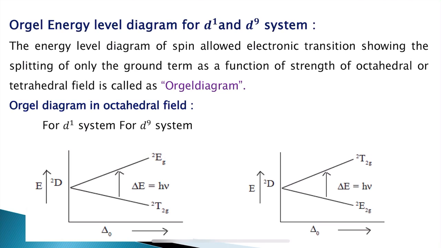Okay. So, here if you observe, this is for D9 system. Here the energy states are reversed. See here, this is the ground state, it has been reversed, that means here the ground state is 2Eg. That means the difference between the Orgel diagram of D1 system in octahedral field and the Orgel diagram of D9 system is that the term symbols for ground and excited states are reversed. That is why we have 2T2g in the ground state here, whereas in D9 system it is in the excited state.